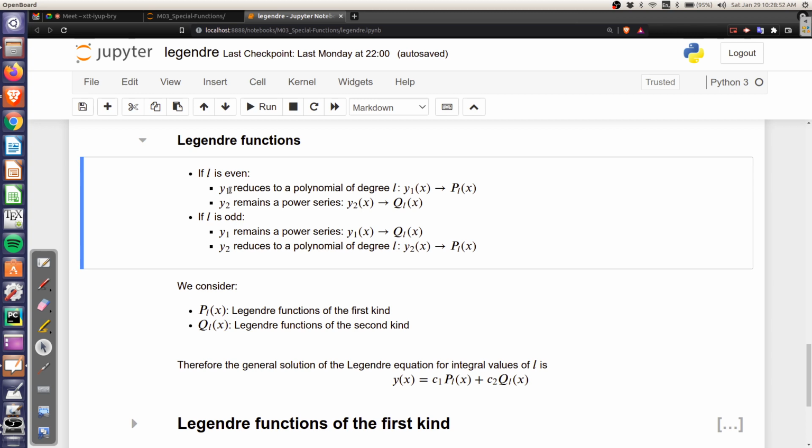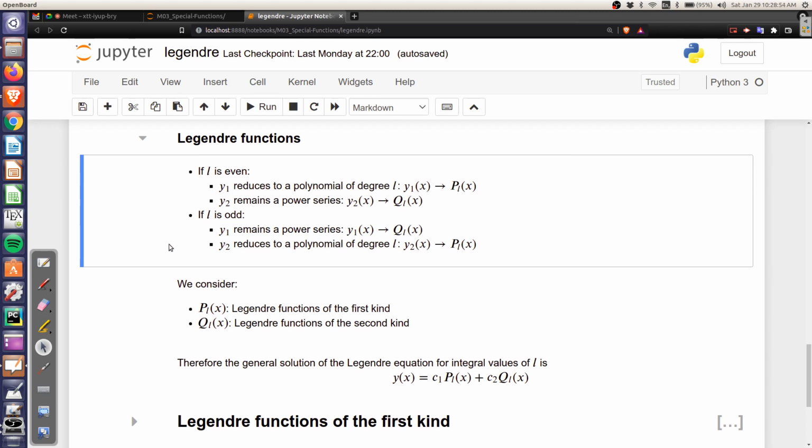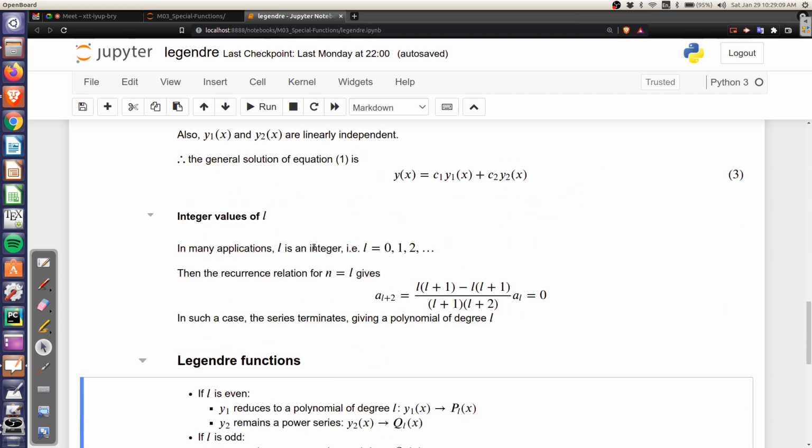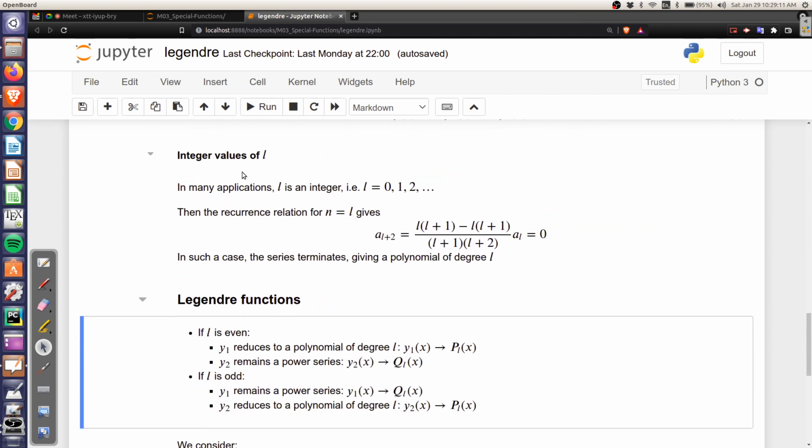If L is even, remember we started with two power series, y1 and y2. As long as L is real, in general L can take non-integer values, and both y1 and y2 will be power series. But the magic happens whenever L takes integer values.